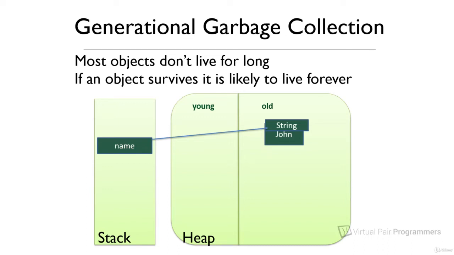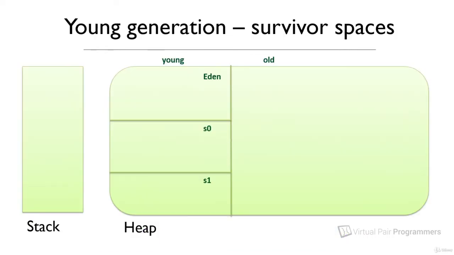Well, I've said already that the young generation is split into multiple sections, and actually that's to make this process even more efficient than what I've just described. The young generation is split then into three sections called Eden, S0 and S1. S0 and S1 are called the survivor spaces. To explain how this works, let's imagine our application has just started, so at this point all three of these spaces are empty. What I'm explaining here actually is how this works in Java 8.